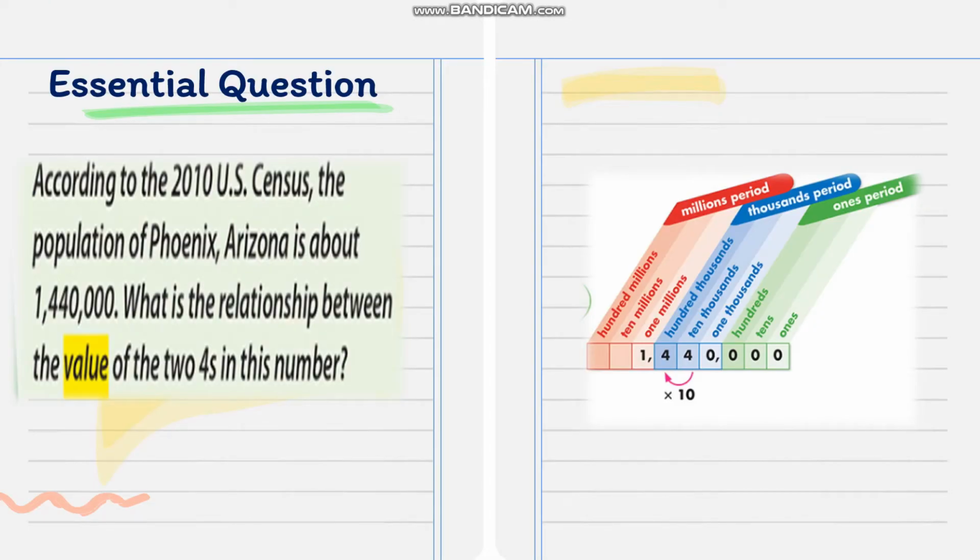According to the 2010 U.S. Census, the population of Phoenix, Arizona is about 1,440,000. So what is the relationship between the value of the two fours in this number? So you are going to find out the relationship of these two fours.